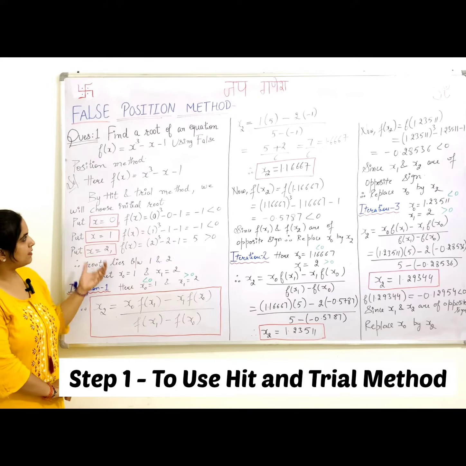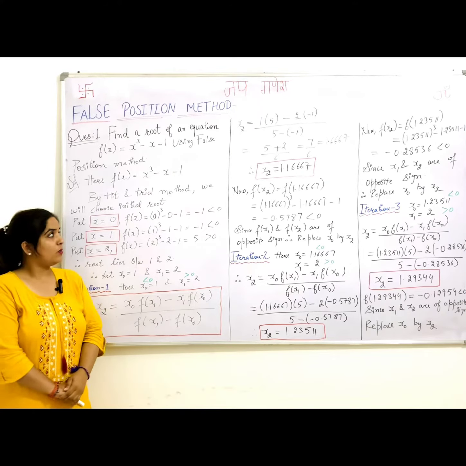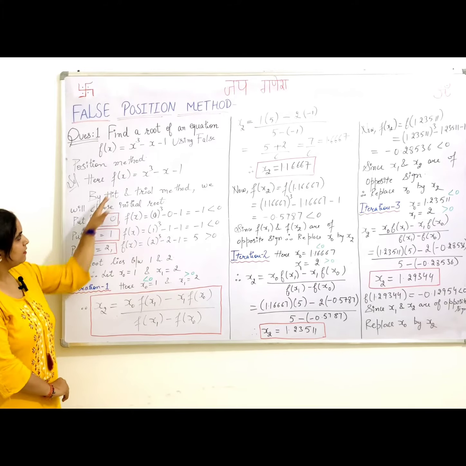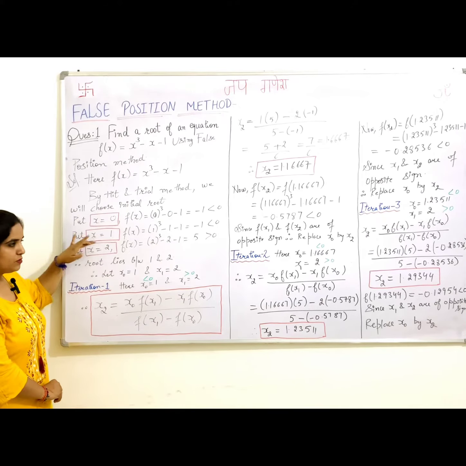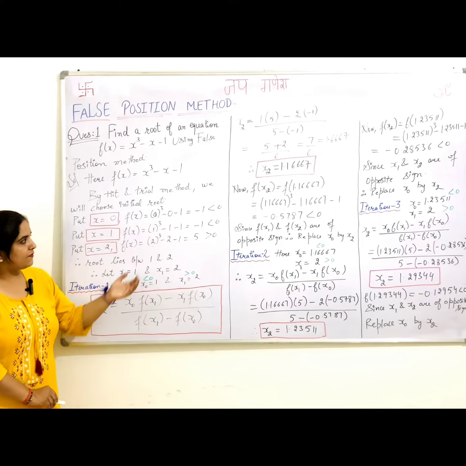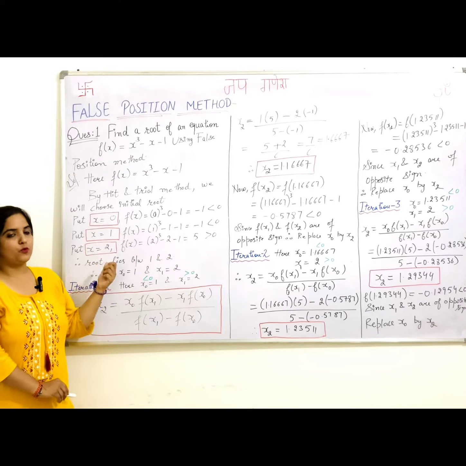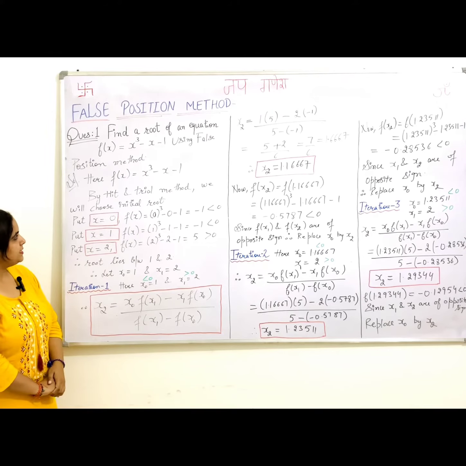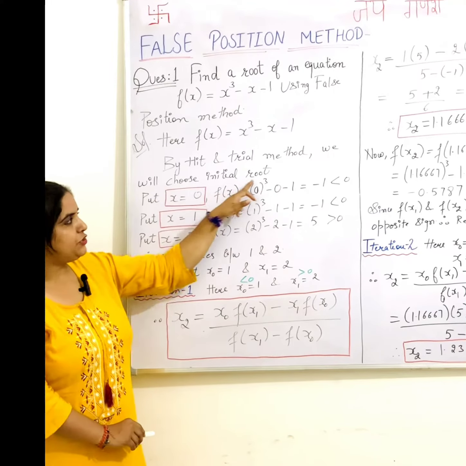How to start the process? For that, we are going to use the hit and try method. Now, what is hit and try? For that, we have to substitute values in the given equation. We always start by putting 0, 1, 2, 3 and so on. We put 5 to 6 values. If the sign does not change, we step back to negative values. We move to -1, -2, -3, and so on. So you can see here, by hit and try method, we will choose the initial root.